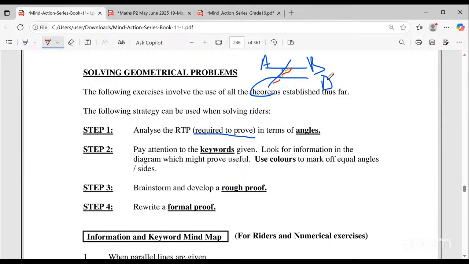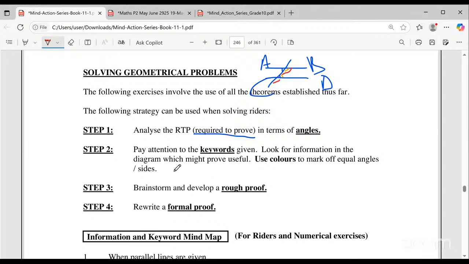Then number two says pay attention to the keywords given. Oh man, they give us keywords a lot. They give us maybe that AB is the diameter, or AB is equal to BC, or maybe B bisects the line AD. Then now you know that bisects. What does that bisect term mean? Bisects means if part A bisects part B, that means that part A cuts part B into two equal parts. So you should pay attention to those keywords and note them down on your working.